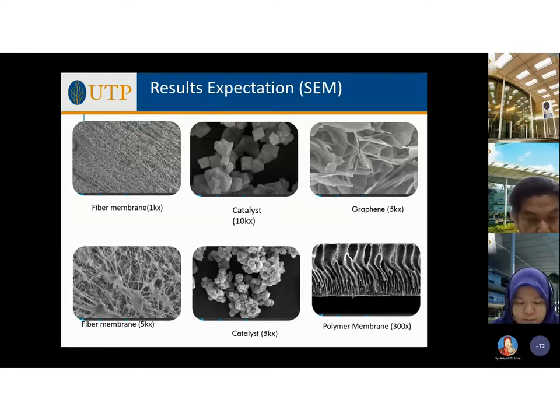Let's compare these two. This is the membrane at 1,000x. This one is at 5,000x. The second image is a catalyst, captured at 10,000x compared to 5,000x. This image is graphene captured at 5,000x, and the one below is a polymer membrane at the cross-section area, which I took at just about 300x.